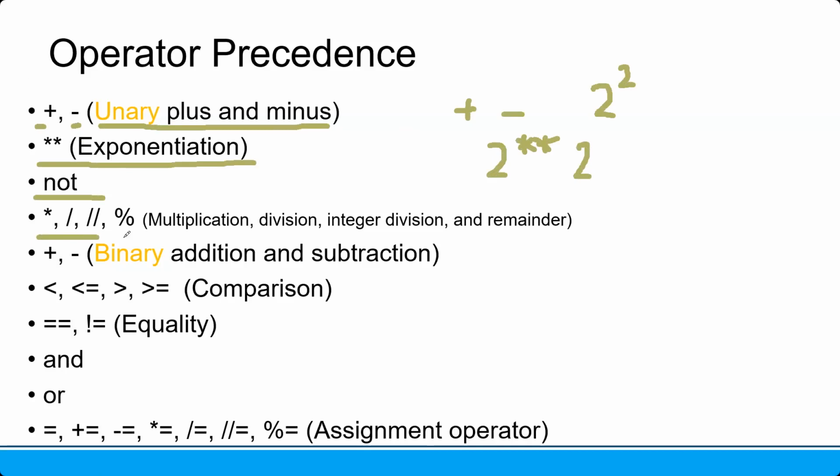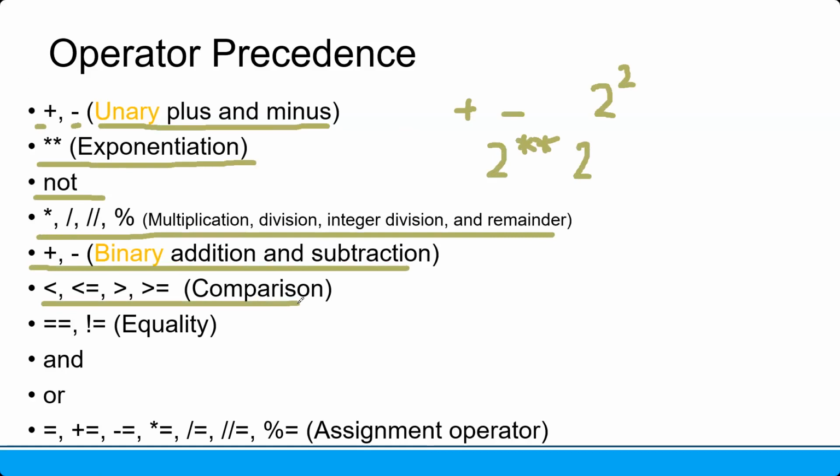And then we will do this operation: multiply, division, integer division, modulus, or remainder. And then we will check the plus and minus. And then we will check the comparison. The comparison means less than, less than or equal, greater than, greater than or equal. And then we have equal and not equal. And then we will check and, or, and the last is the assignment operator.